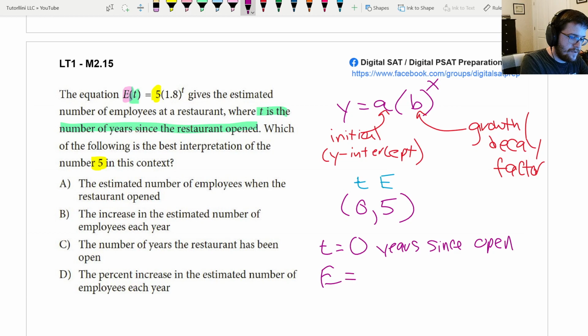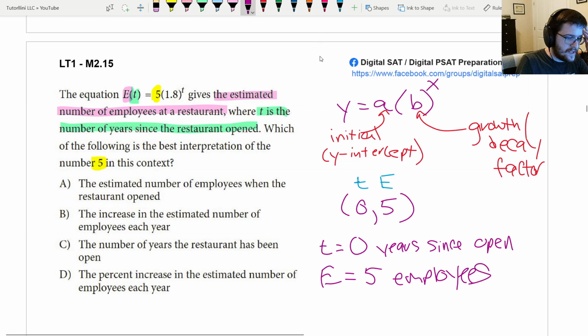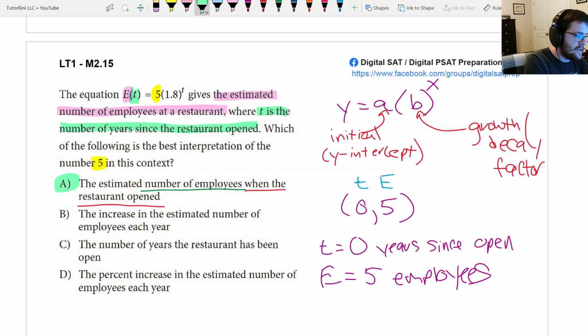E is equal to 5, which, it says the equation E of t gives the estimated number of employees at a restaurant. So there's 5 employees. So let's see, is there an answer that sounds like that? The estimated number of employees when the restaurant opened. So this is all looking very good. I think it is A, and that is right.